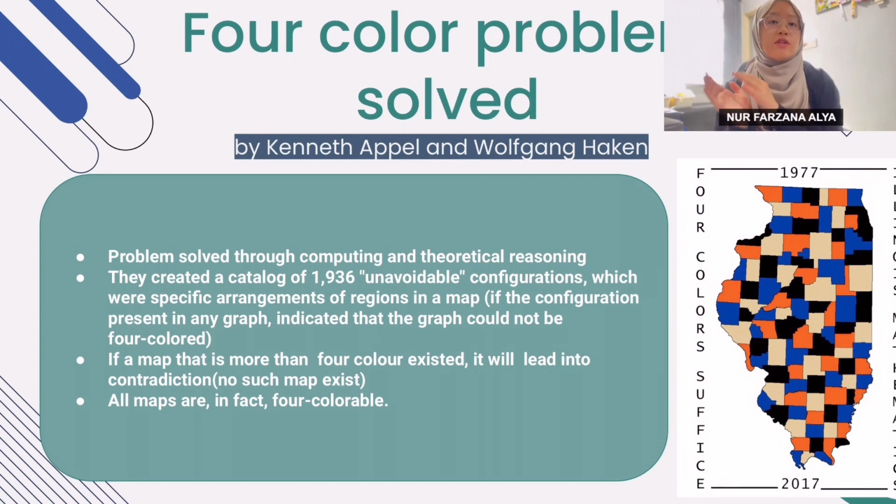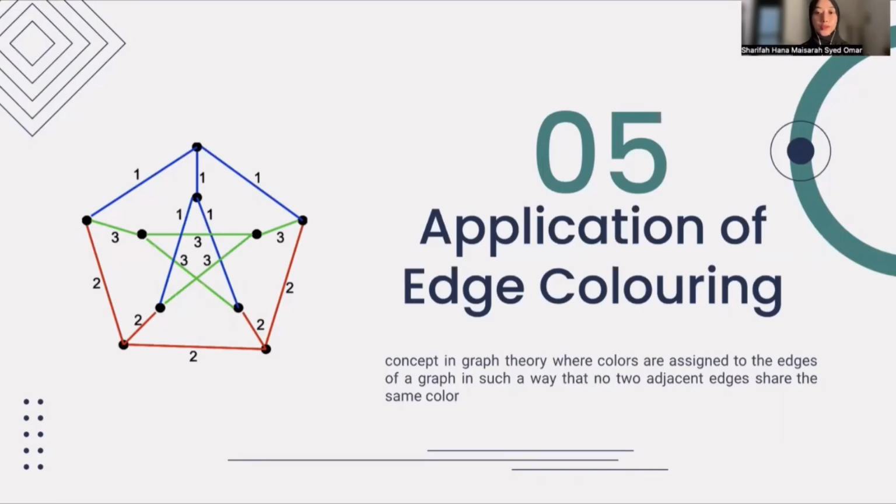So if any of the configuration exists or is present in any graph, it indicates that the graph could not be four-colored. So if a map that needs more than four colors existed, it would lead to a contradiction, which no such map exists. So the conclusion: all maps are in fact four-colorable. So this is the application of edge coloring.